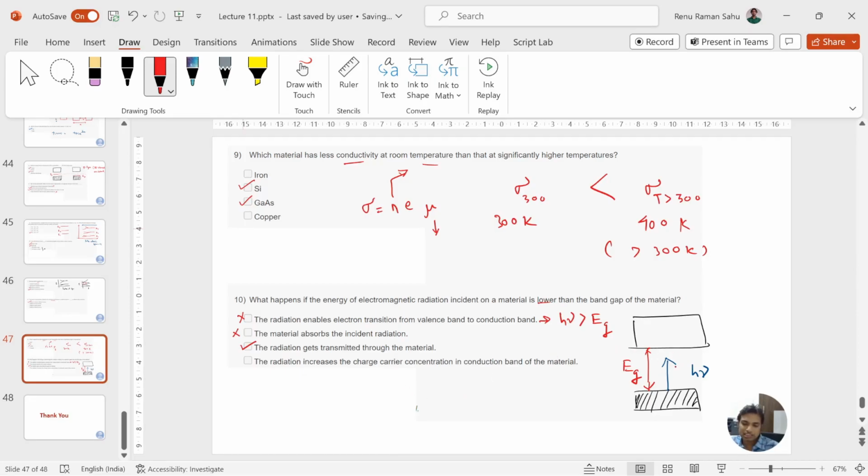Radiation energy increases but is less than the band gap Eg. Under this condition, it cannot go to the conduction band, right? It is also not going to the valence band, right? So this is also wrong. So this is the only correct answer. Okay.